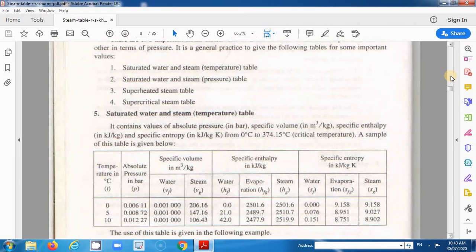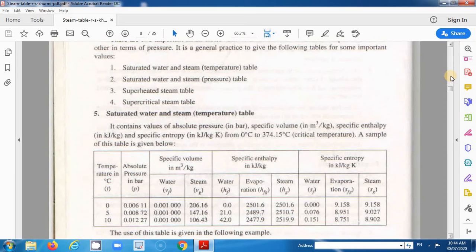In a steam table, what are the different columns? If it is a temperature based steam table, the first column is temperature, then the corresponding absolute pressure in bar, then specific volume, that is vf, the initial volume of the water before heating, and vg, the volume of dry steam. Then specific enthalpy in kilojoules per kg: hf, that is sensible heat, hfg, the heat of evaporation, and hg, the total heat of dry steam.